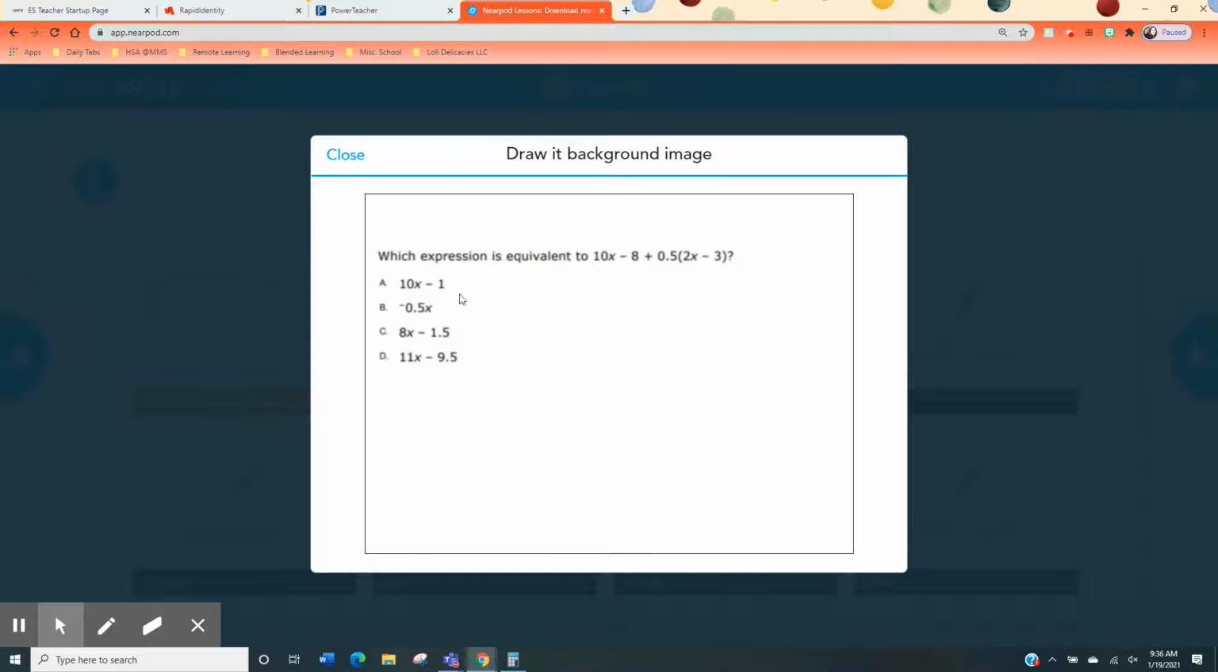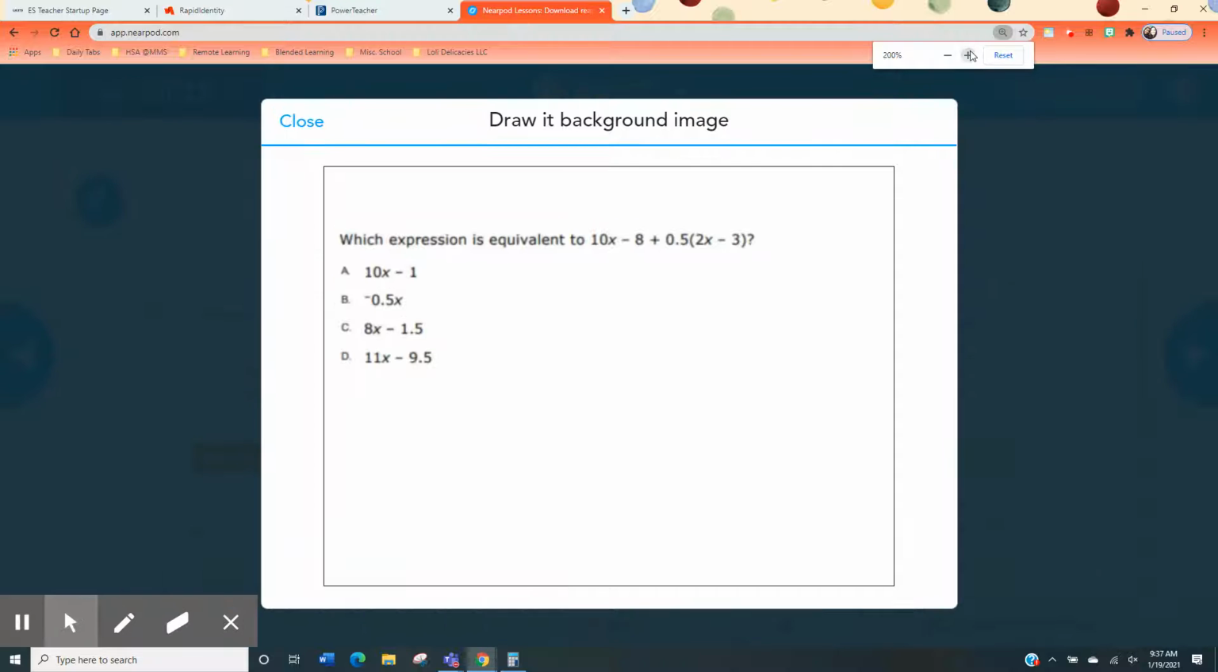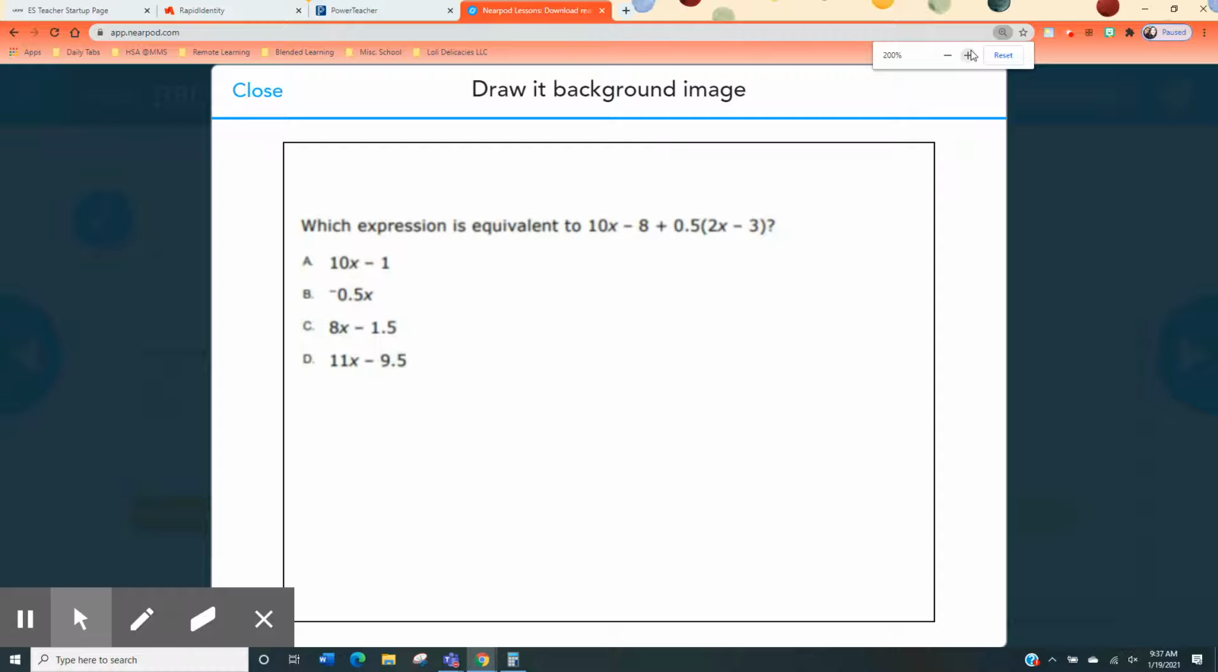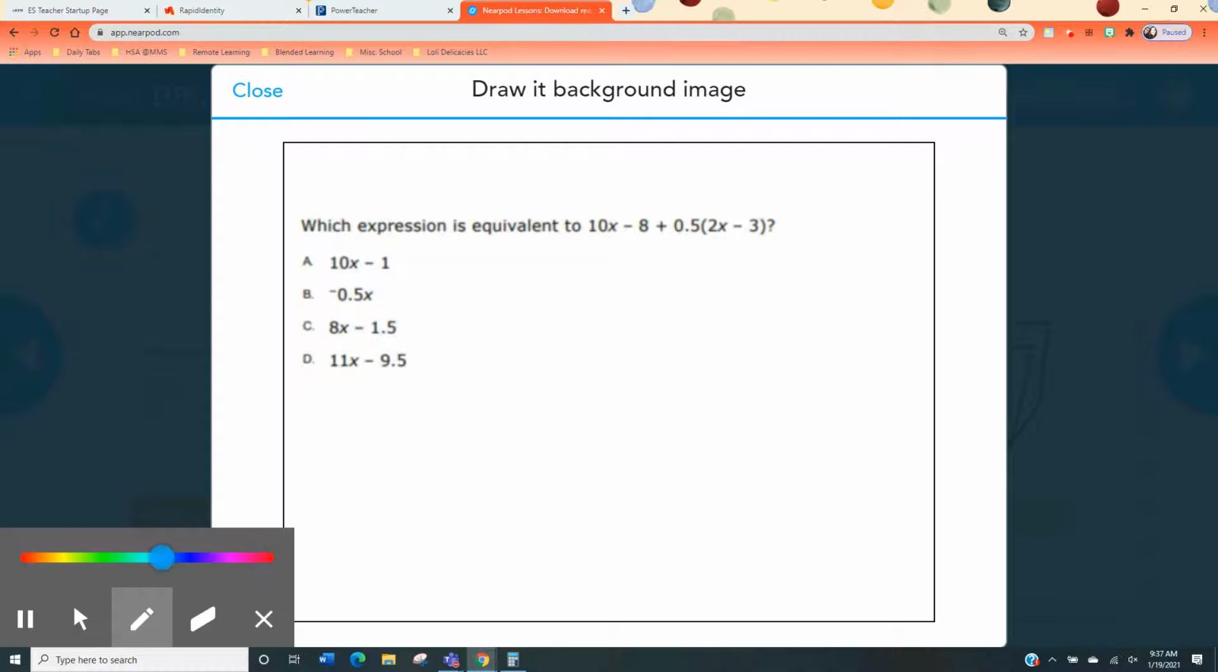Okay, number 2. It says, which expression is equivalent to 10x minus 8 plus 0.5 times 2x minus 3. So I'm going to kind of start it, and then I'm going to have you continue. So for this problem, you got to remember that whenever you see that part right there with the parentheses, that means you're multiplying or distributing. So I'm going to go ahead and kind of write it out so you can see what we're doing.